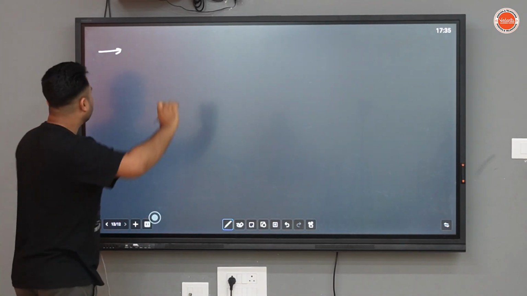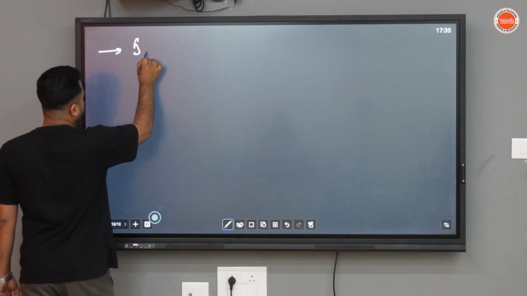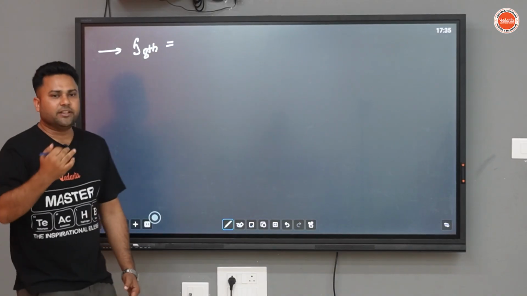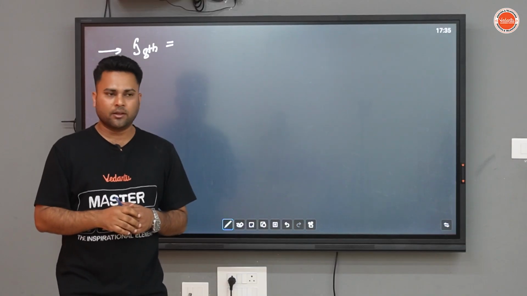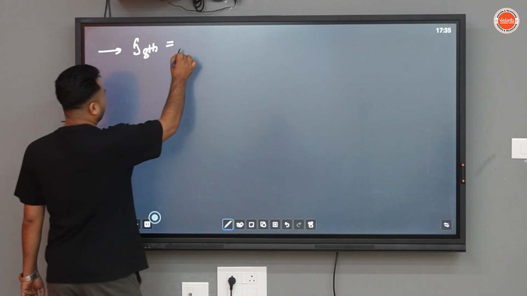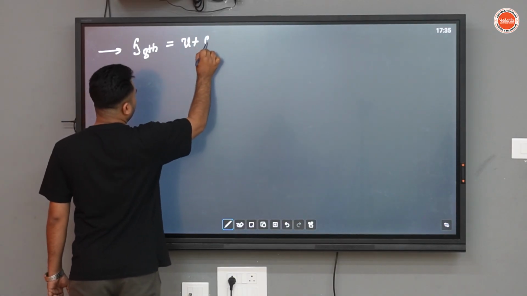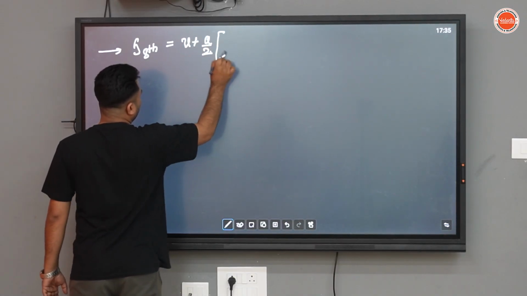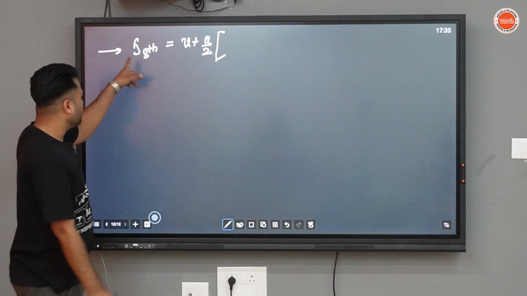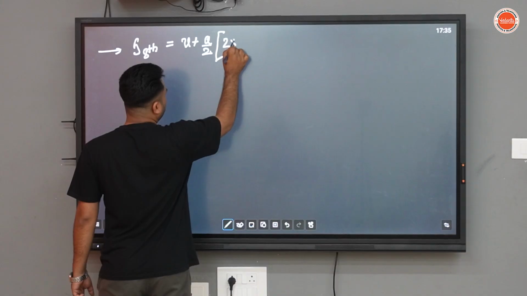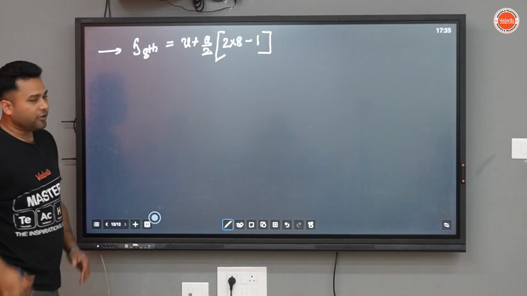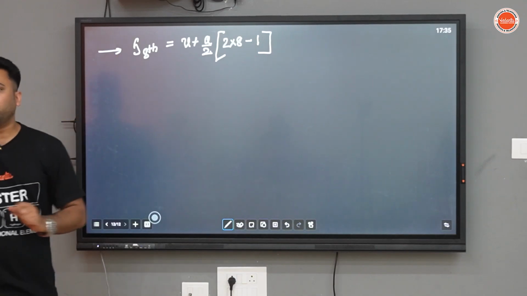Like distance covered in, suppose I ask, 8 seconds, for example. So you see the data, what data they have given. Suppose they have given initial velocity and acceleration, then you use this formula: u plus a by 2, 2n minus 1, where n is our 8, so 2 into 8 minus 1. Now if you see that acceleration and all they have not given.